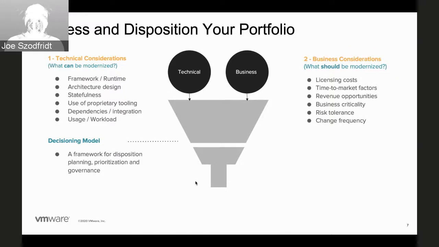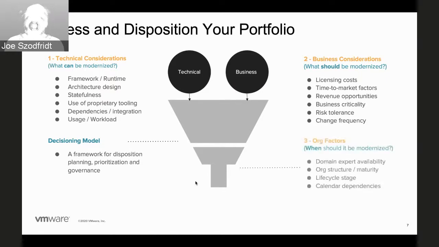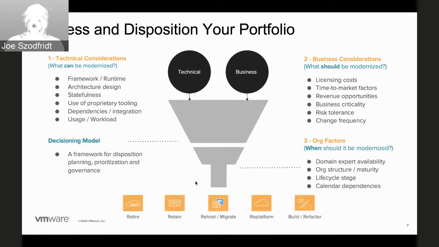So just because you can modernize something, just because it's technically feasible, doesn't mean that you actually should do it. So this is another perspective of that decision-making model. And the third one is just when should you do it, right? So it's can you do it, should you do it, when you do it. And then that leads you down to a bunch of dispositions. Should you retire something, retain it?